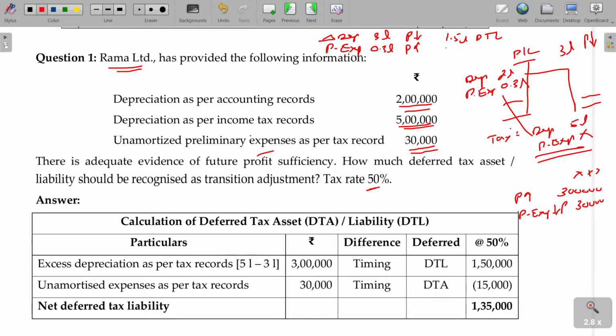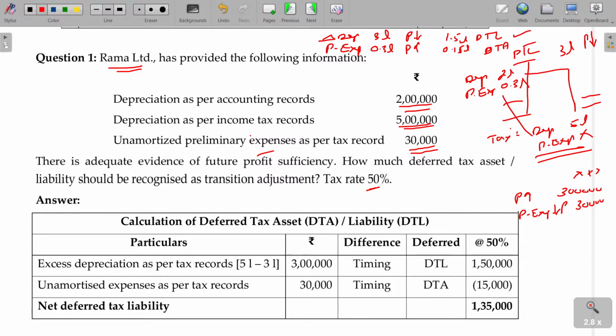On that, the tax is 15,000, 0.15 lakhs. Your profit increases, which means you have to pay higher tax than the actual tax. If you are paying more tax than required, it's an advance tax. So this will be called DTA. Clear? So this is DTL, this is DTA.